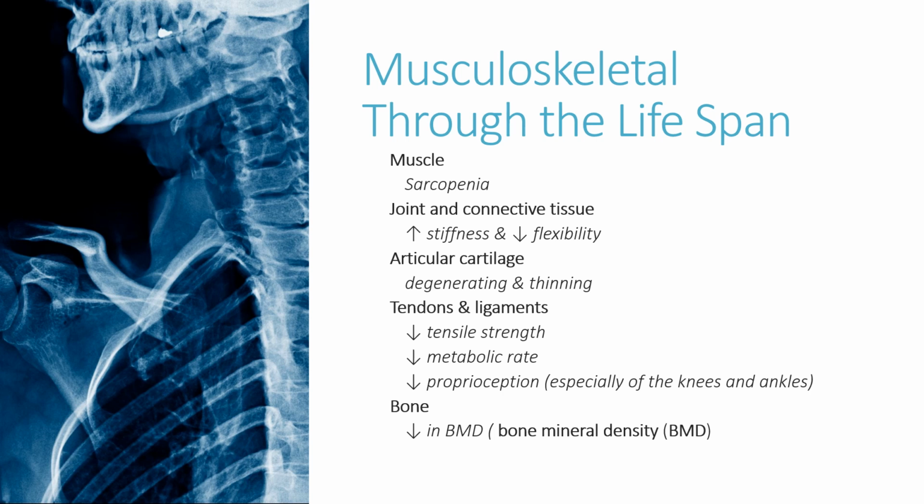Within the articular cartilage, it is more resilient and thicker compared to adults. Tendons and ligaments are more elastic and less prone to injury compared to adults. Growing bones have higher bone mineral density compared to adults, but are still susceptible to fractures and injuries.